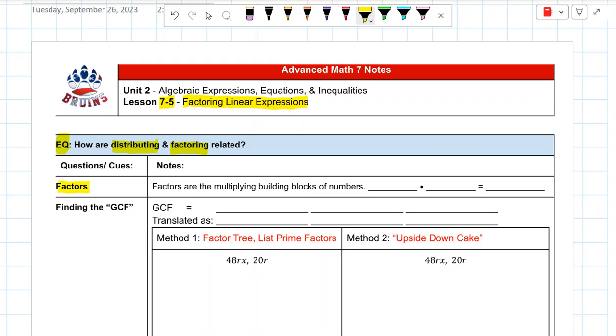Factors are a thing of the past from elementary school, and they are the multiplying building blocks of numbers. And if you remember, a factor times a factor equals a product. Simply said, 2 times 3 are factors of 6. Now we go down into the next part, a GCF.